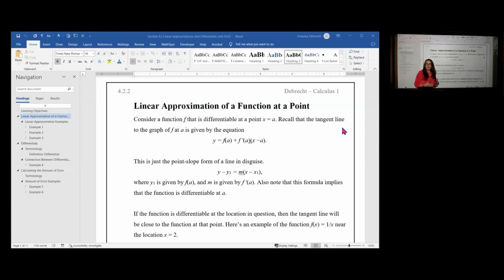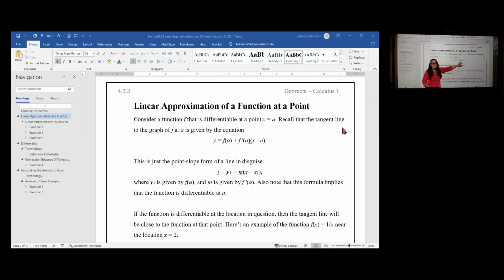So we now want to define more formally what the linear approximation to a function at a particular point is. It really is just the tangent line. Let's consider a function f that is differentiable at point a, meaning that the function has to be defined there and continuous there, and the derivative is defined there. Remember that the tangent line at that particular point can be given by this equation here, y equal to f of a plus f prime of a times x minus a.